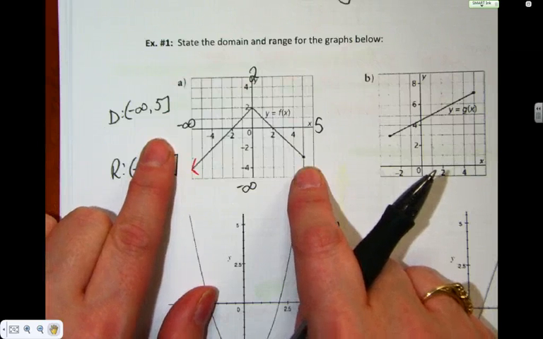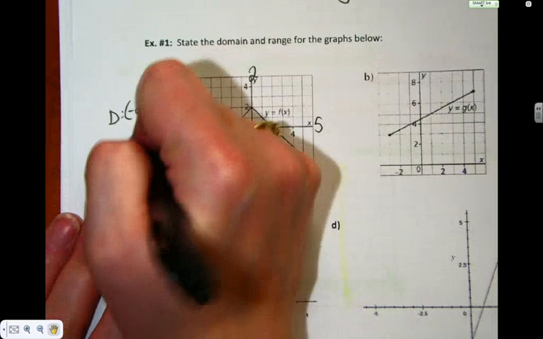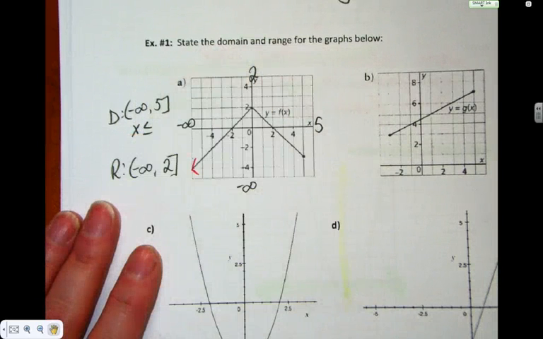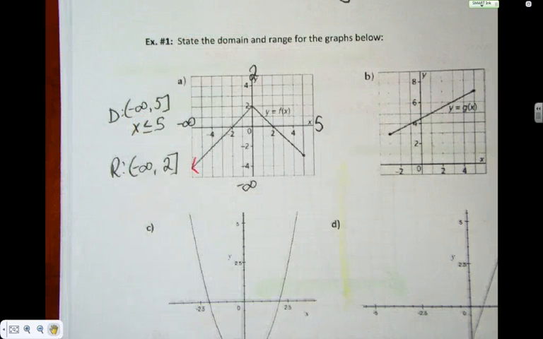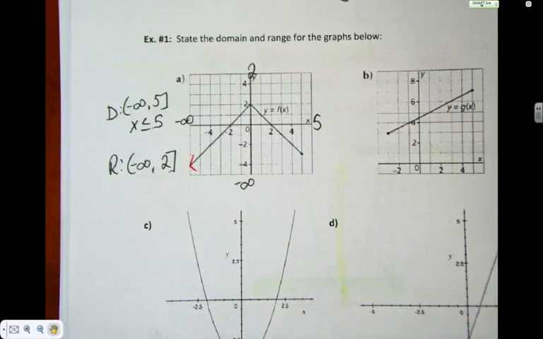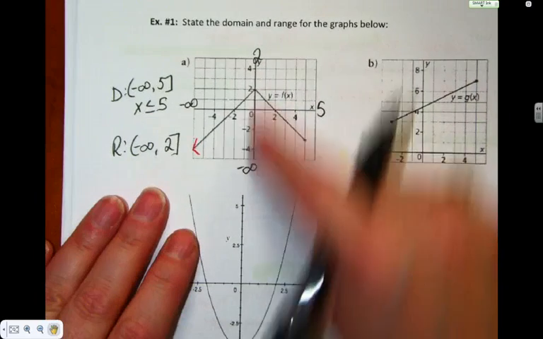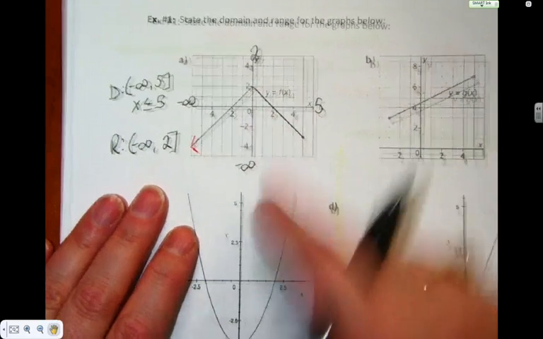That's less than, because left is smaller. So we're going to say x is less than or equal to 5. Mathematically, that says all the values to the left of 5, which means every single number from 5 all the way to negative infinity. Here I need to say all the numbers from 2 to negative infinity.